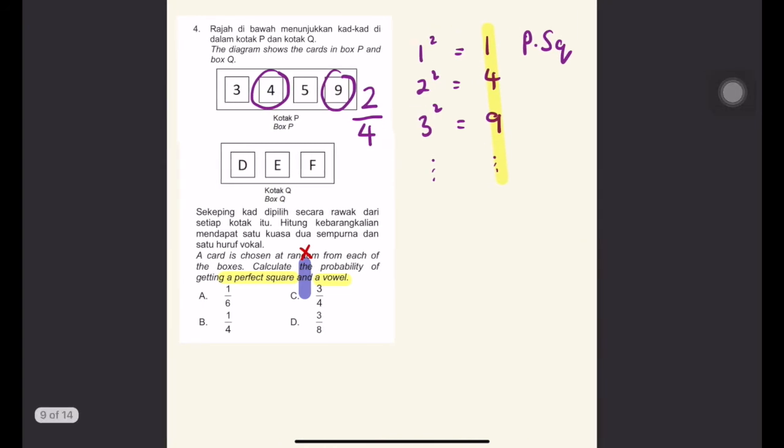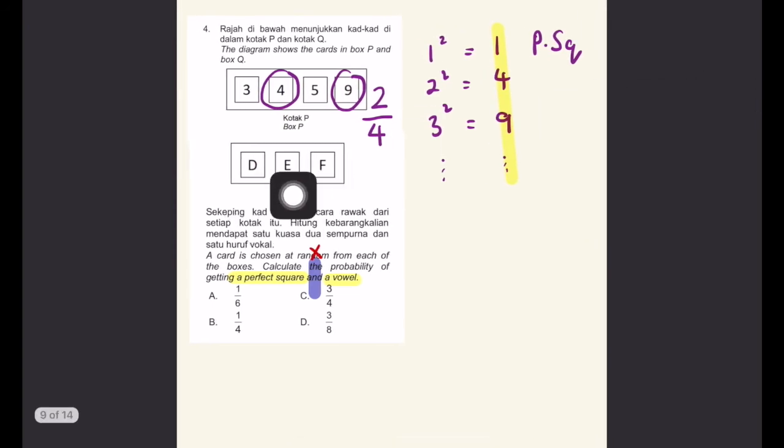Okay. Now the next box we have 3 cards. So definitely the probability is over 3. Okay. So the question wants a vowel. So D, E, F. So we only have 1 vowel. So the probability of getting a vowel is 1 over 3.